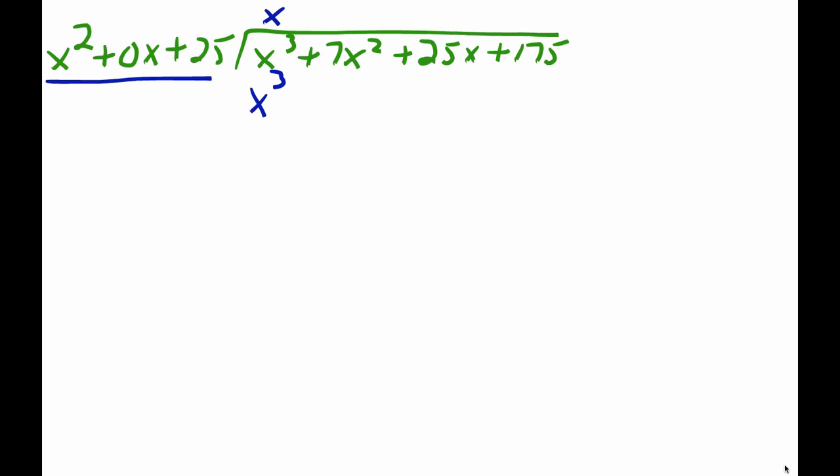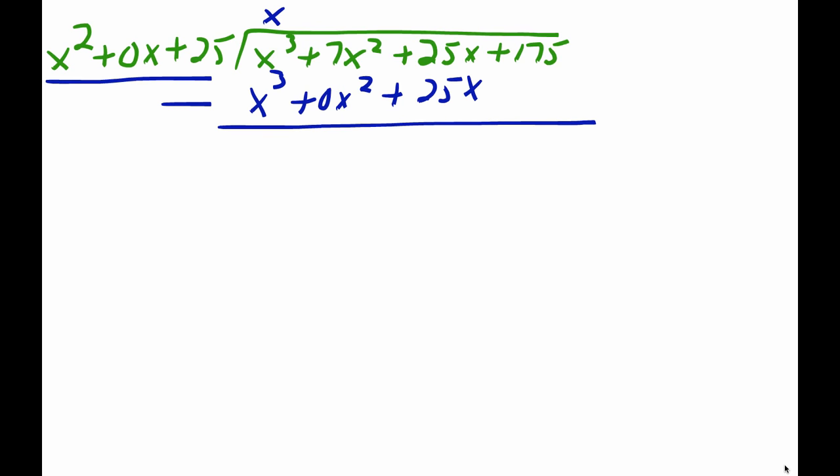Then take the x times the 0x, it would be 0x squared. Then the x times the 25, which would be 25x. And then we subtract them when we use long division. So when I subtract them, those cancel out the first terms, 7x squared plus 0x, bring down your 175, and then start all over again.